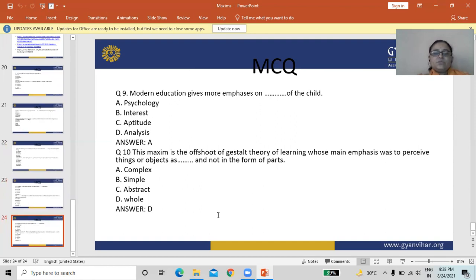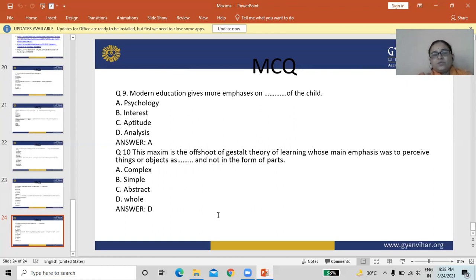Next MCQ: Modern education gives more emphasis on the blank of the child. Option A psychology, option B interest, option C aptitude, option D analysis. Correct answer is option A psychology. Modern education gives more emphasis on the psychology of the child.